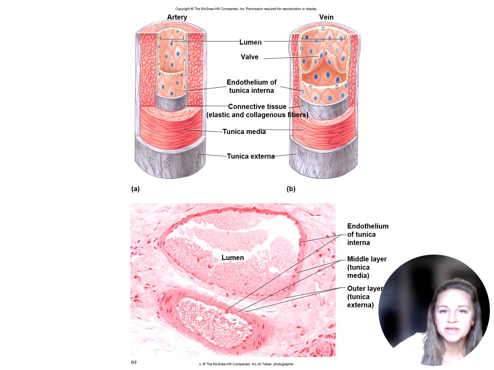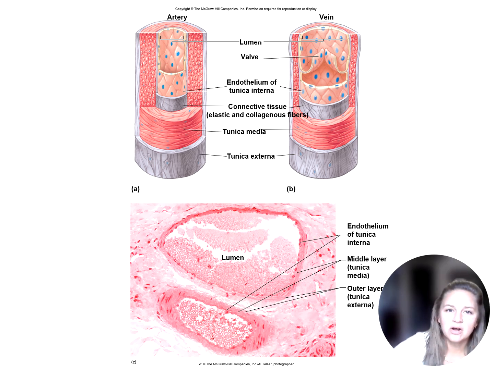So you can see the lumen. This is the open space. This is where the blood would flow through. You can see the lumen space. The diameter is smaller in an artery than it is in a vein. You can see the endothelium. Next, the connective tissue, the tunica media, and then the tunica externa on the outside.